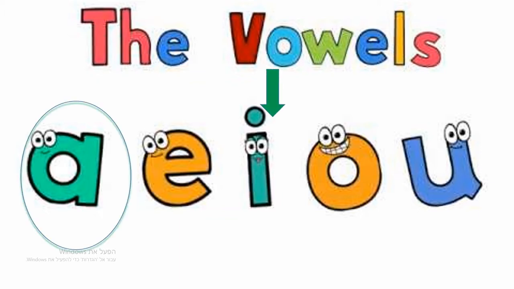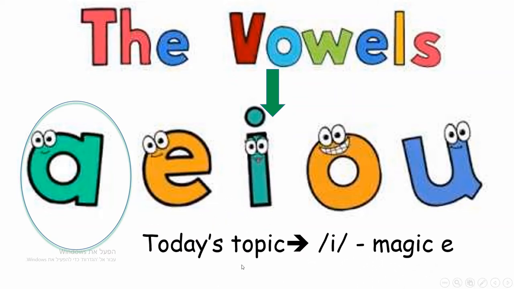Do you know what letter is this? I. Excellent. This is I. Hello, I. So, today's topic is the I with a magic E. E السحرية at the end of the word اللي بتيجي في نهاية الكلمة.